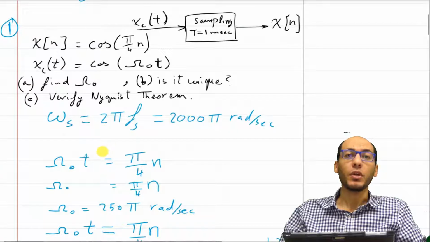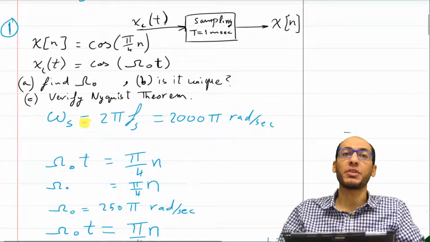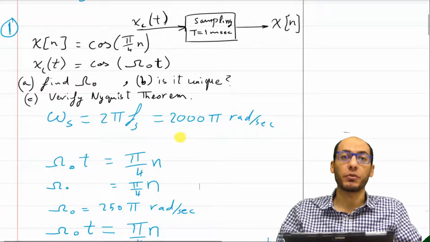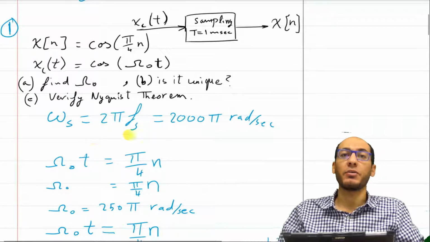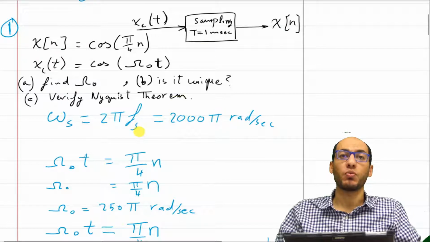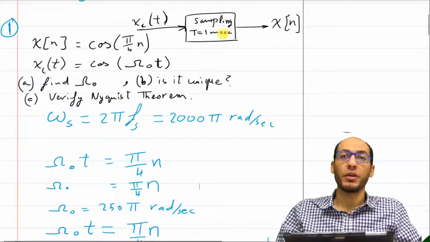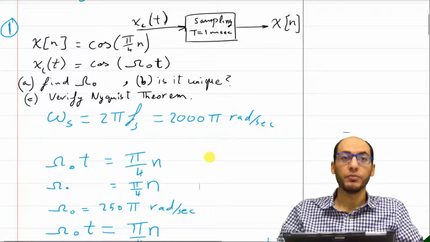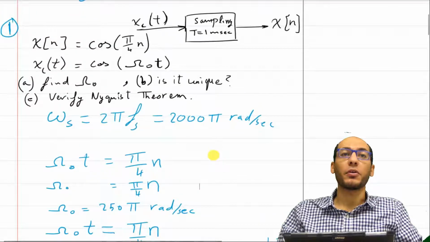Of course, you do not need to calculate the sampling frequency in order to calculate this omega node, but I'm going to need it later on, so that's why I calculated the sampling frequency. It's in radians per second. Omega s is equal to 2 pi multiplied by fs, and fs here is 1 kilohertz, coming from the reciprocal of this value. Okay, let's do the math.